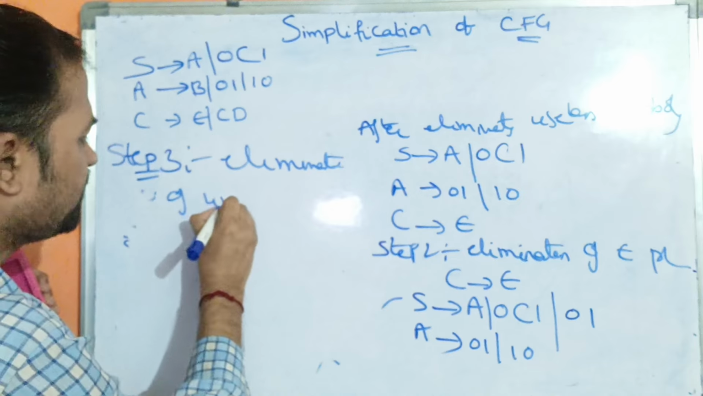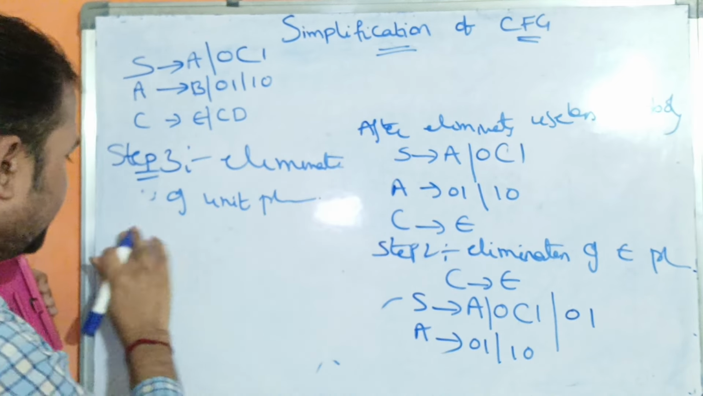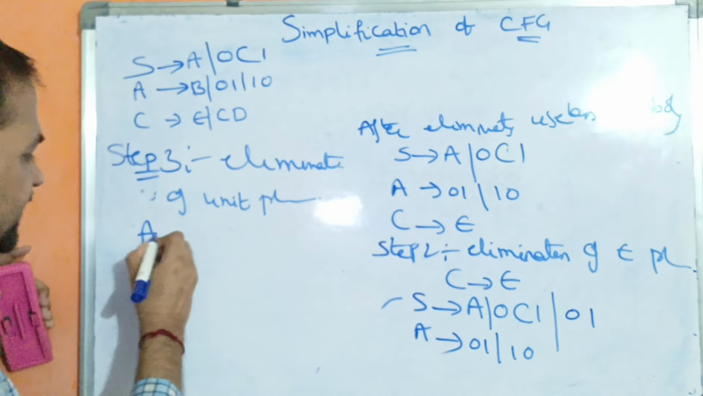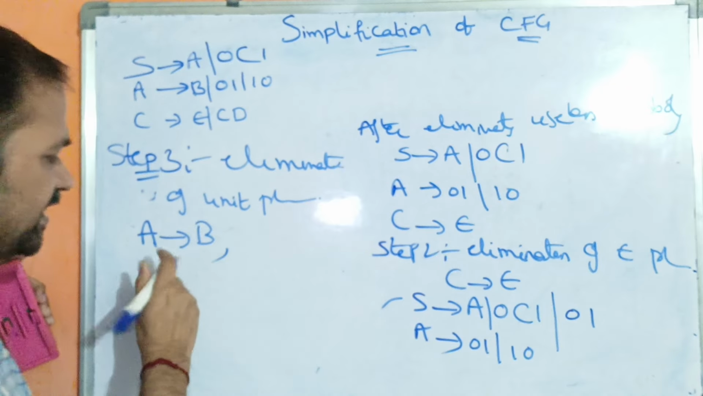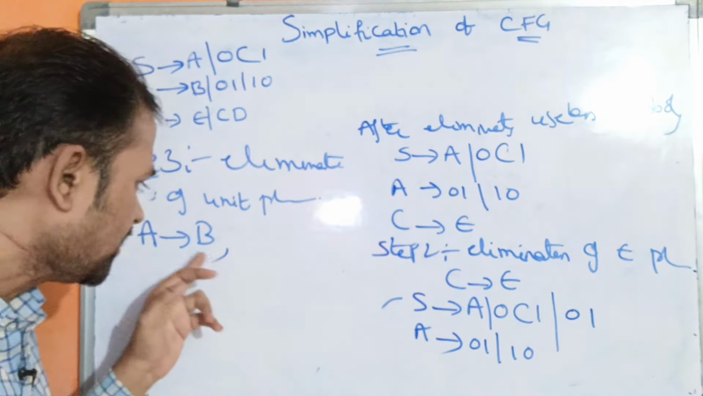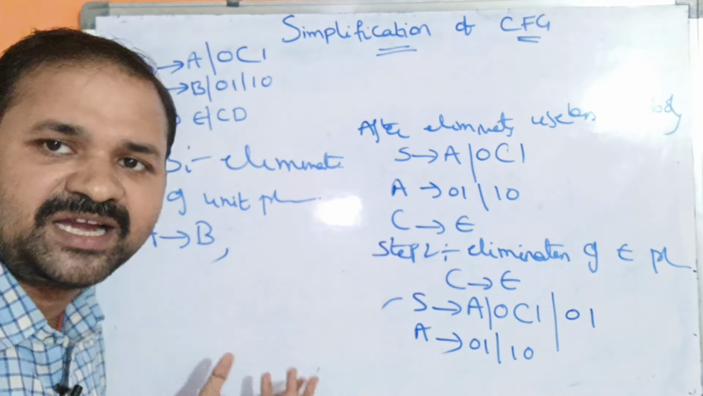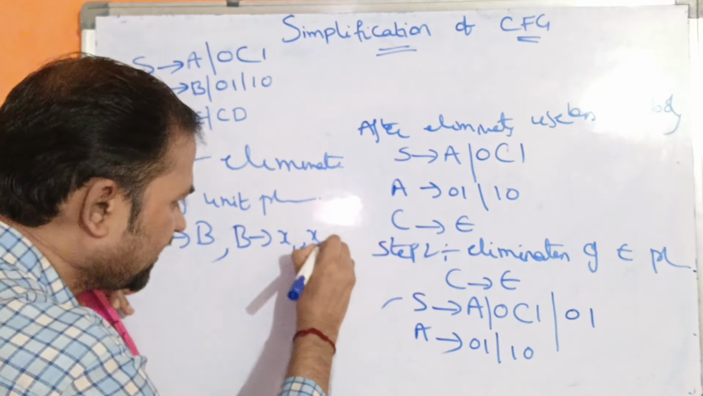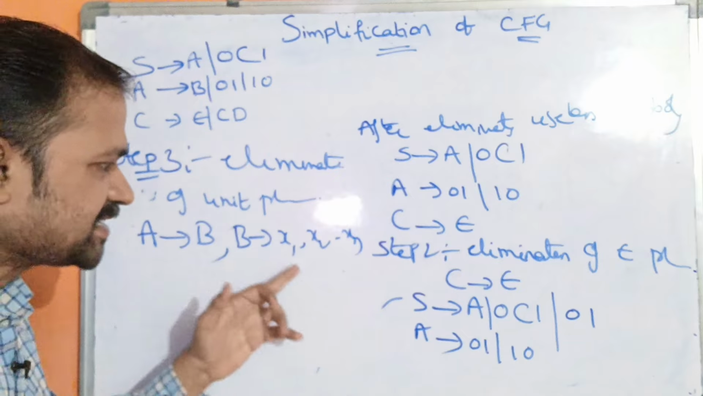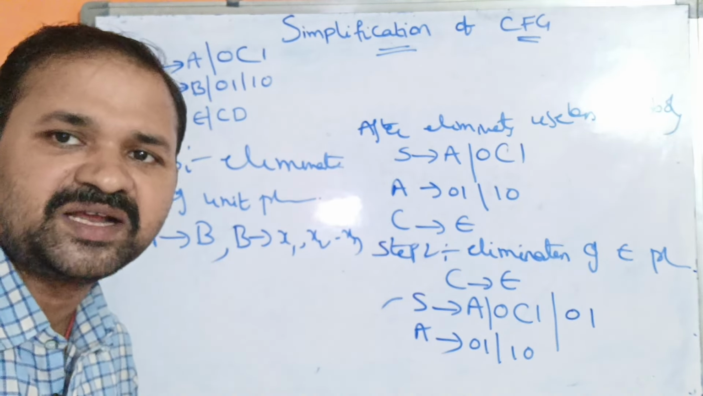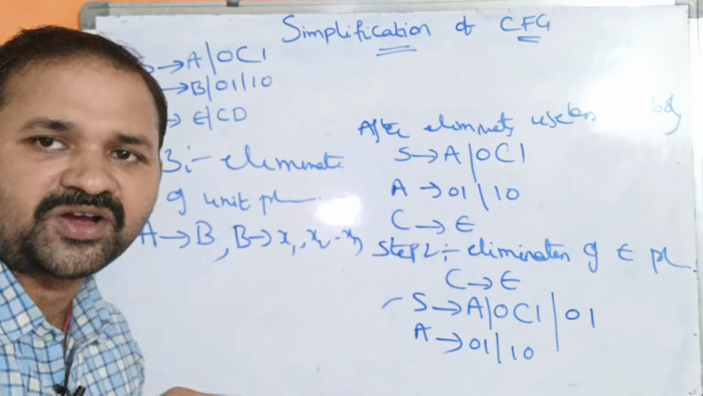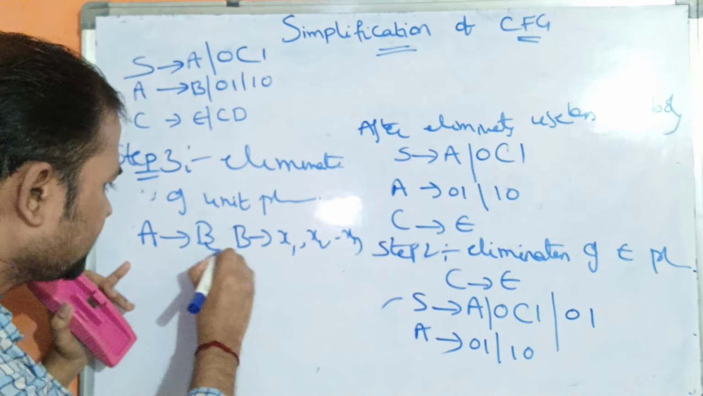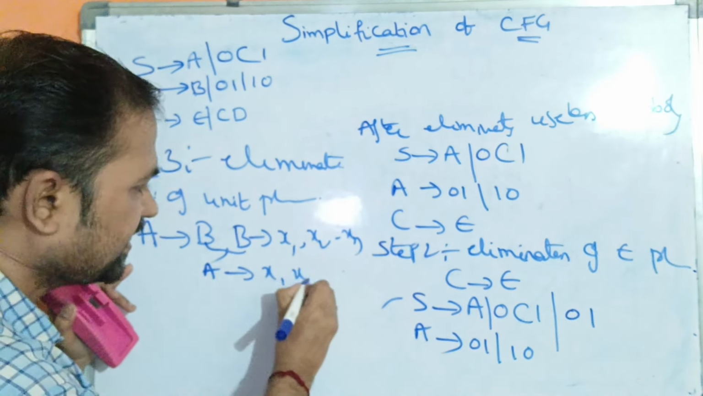A production is called a unit production if the left hand side contains only one non-terminal and the right hand side contains only one non-terminal. Then we can eliminate the unit production if we have another production like B implies x1, x2, and so on up to xn, where x1, x2, xn are terminal symbols or combinations of non-terminals and terminals. We can replace this production with the B value, x1, x2, and so on xn.